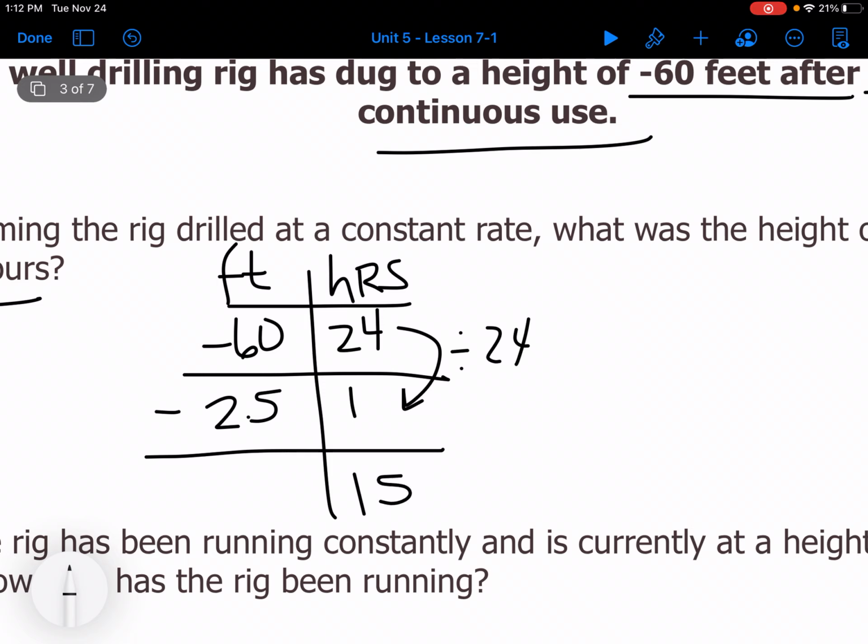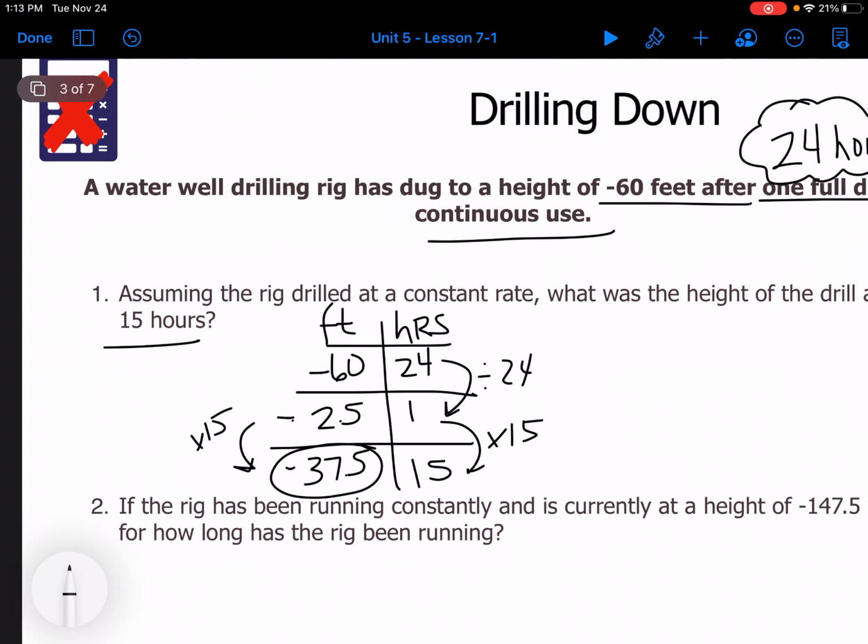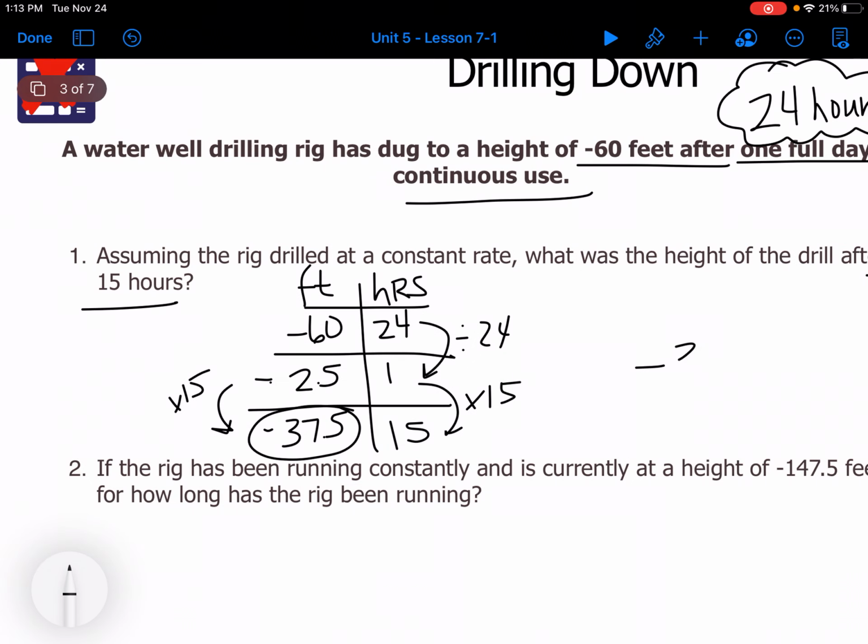So in 15 hours, we're going to multiply by 15. So on this side, we're multiplying by 15. We get 37.5 feet, and that's going to be negative because a negative times a positive is going to be a negative. So what was the height? Negative 37.5 feet.